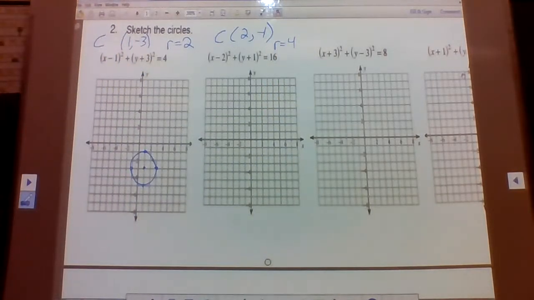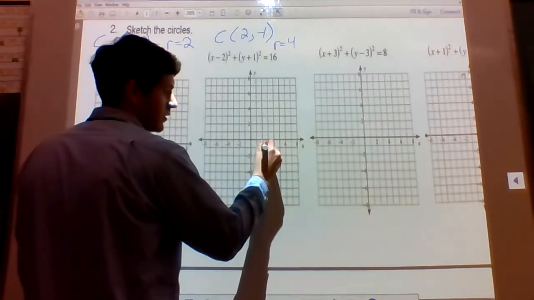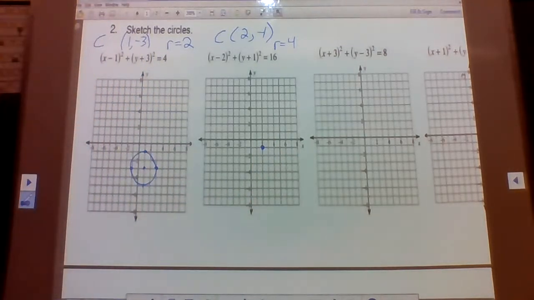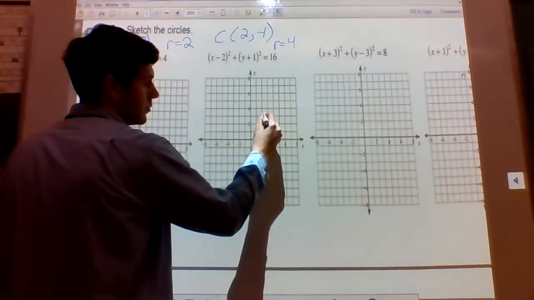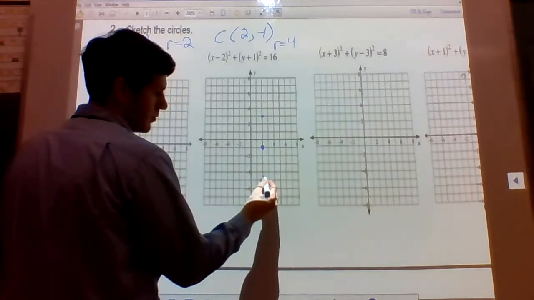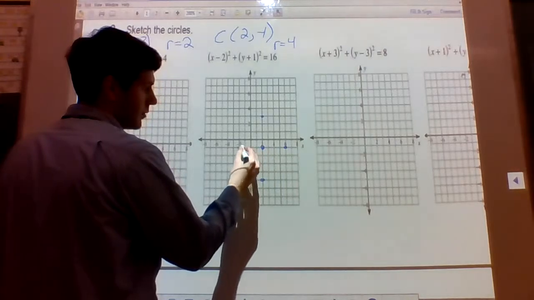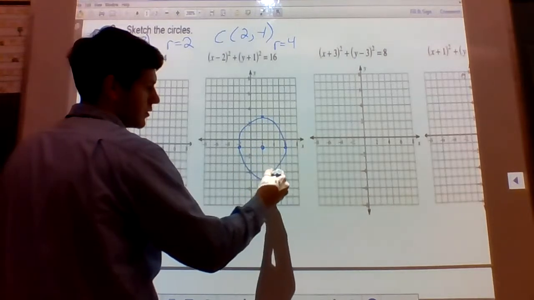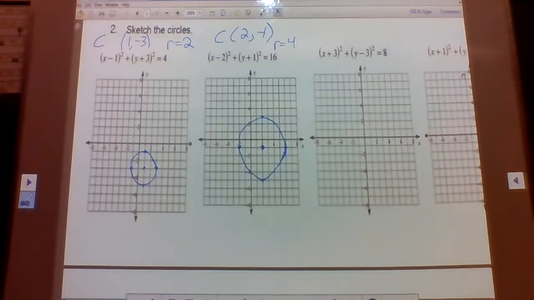Okay. The center is 2, -1, so the center is right here. Radius is 4, so we know that all the points on the circle are 4 units away from the center. So we can go up 4, put a point. We can go down 4, put a point. We can go right 4, put a point. We can go left 4, put a point. Then we can combine that in a circle. Okay. So there's our circle. All points on that circle are 4 units away from the center.